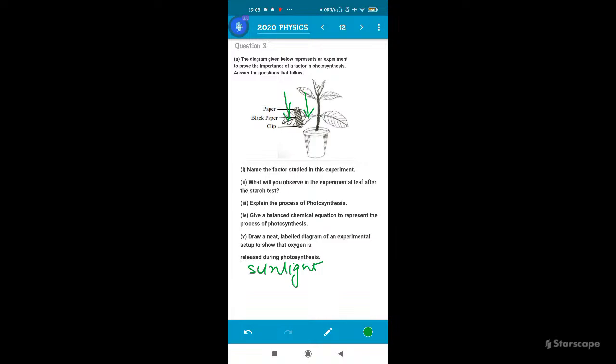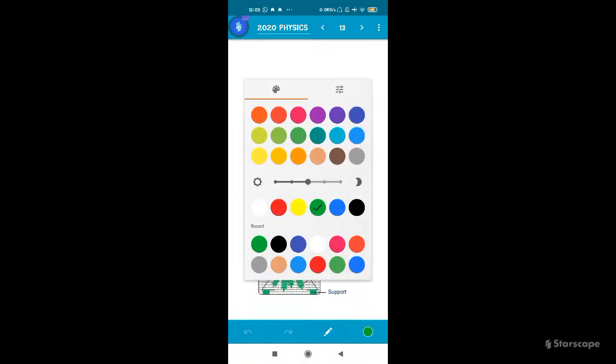Very simple. You don't have to write exactly what is given in your book. If you write the key points, like what are the essential components used for photosynthesis, what is being produced, you are going to get full marks. You don't have to memorize from your book and write exactly, because this is not a law. So you can write it in your own words. Don't worry about it. Now your next question is give a balanced chemical equation to represent the process of photosynthesis. So let us write it.